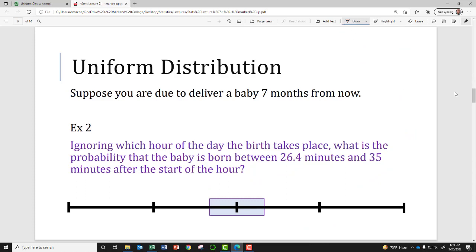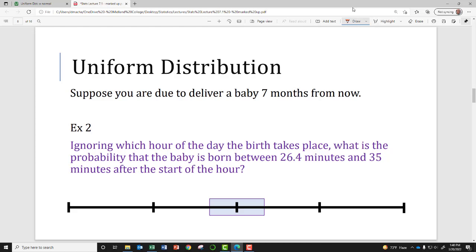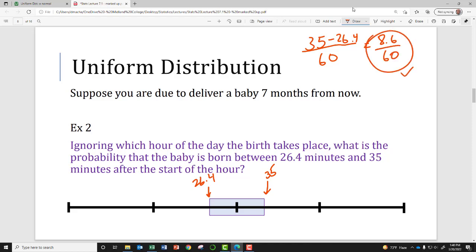Now, let's think about this situation, kind of a similar example. What we're asking is, what's the probability that the baby will be born somewhere between the 26.4 minute mark and the 35 minute mark? Well, again, we're concerned about the relative size of this little purple shaded area to the whole interval. And so the width of that part where we're considering a success is 35 minus 26.4, and the width of the total interval is 60. So this is going to be like 8.6 out of 60. And again, put that in your calculator, you'll get a probability.